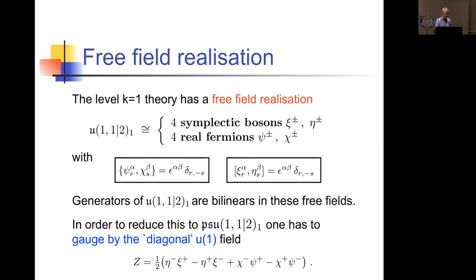And then what you can check is that the bilinears in this field generate the super affine Kac-Moody algebra U(1,1|2) at level 1. And then in order to reduce this to PSU, which is what you want for AdS3 cross S3, one has to gauge by a diagonal U(1), and this is the form of the diagonal U(1). You basically pair them together, the 2 symplectic bosons and the 2 fermions, and you have to quotient by the Z and Z-tilde, set it to 0 in order to go to PSU(1,1|2).